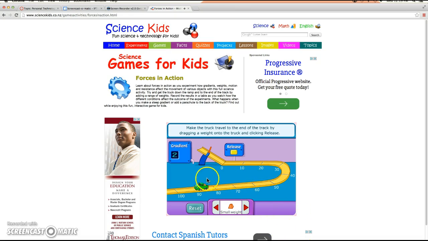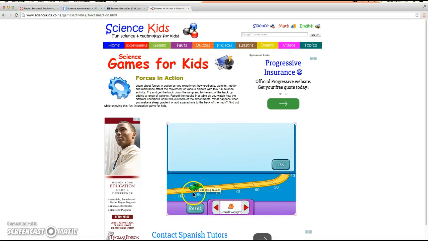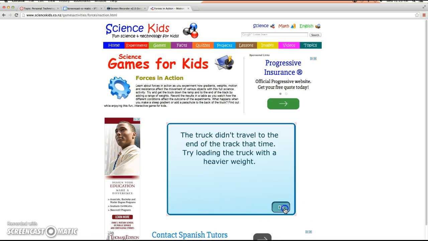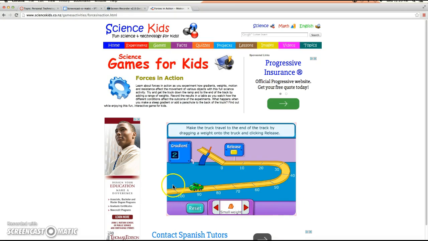They can add a weight to see how it affects how far it's gone. The goal of this game is to get it all the way to the 100 mark. And so they can experiment and add weight, take away weight, and then release to see how far that takes the truck. And what I really like about these games is that it gives you a chance to explore after you've completed the first task.